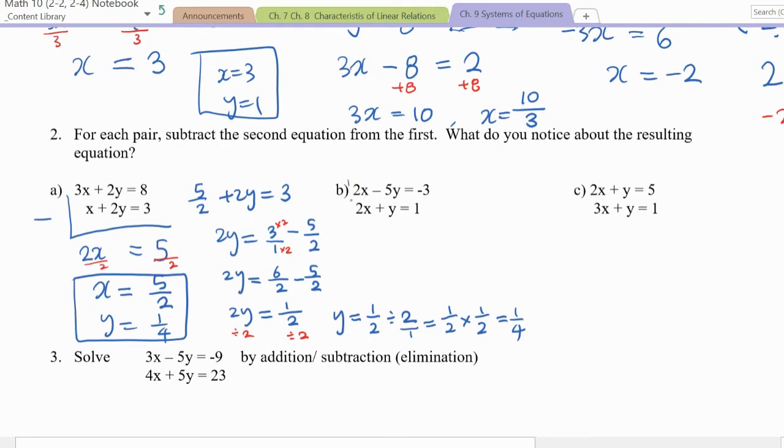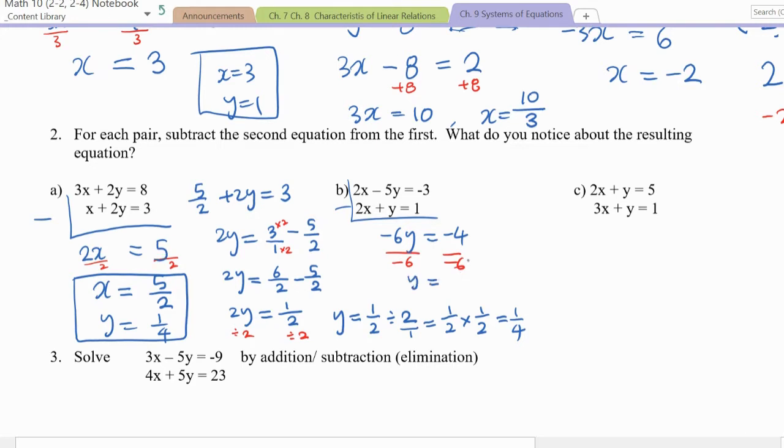Next, we're going to subtract again. 2x minus 2x is 0. Negative 5y minus positive y is negative 6y. So remember, 1 is hiding here, everyone. Negative 3 minus 1 is negative 4. Okay, let's divide both sides by negative 6. Then y will be isolated.